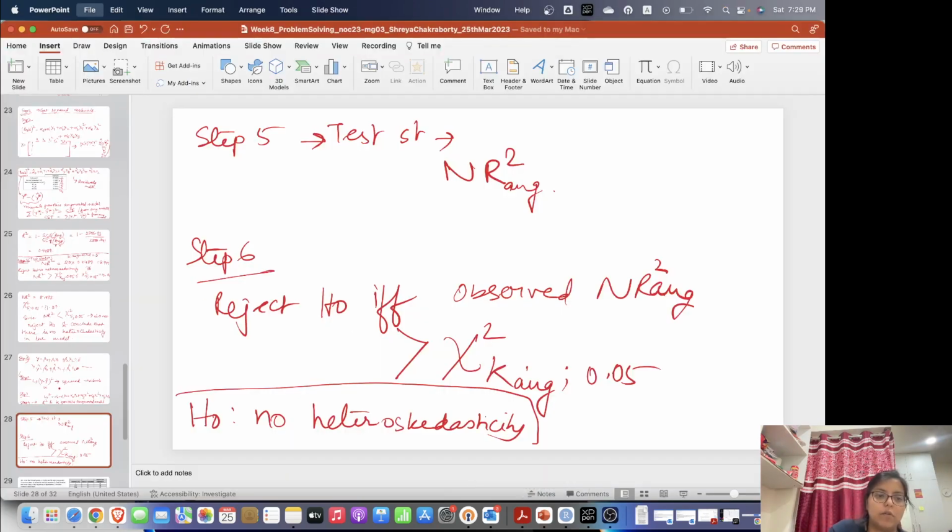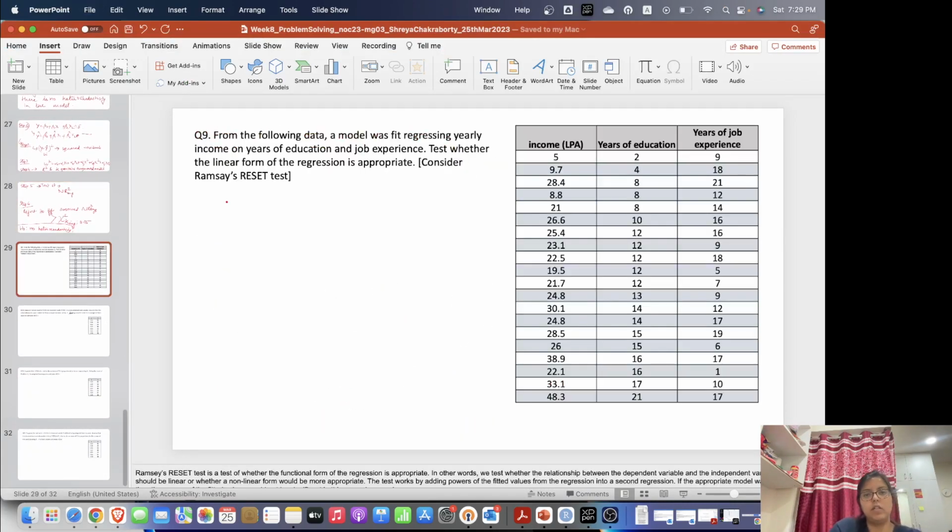So then I'm going to move on to the next one. So here with the same data, we've been asked to test if the linear form of the regression is appropriate. So what we'll do, we'll consider the Ramsey's RESET test. So how are we going to do this Ramsey's RESET test? So here also we'll do the same thing.